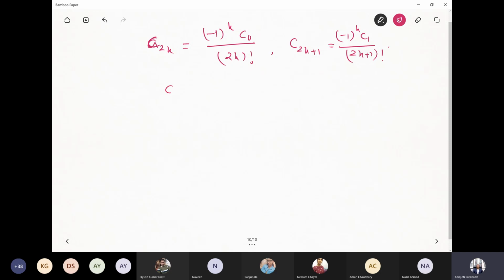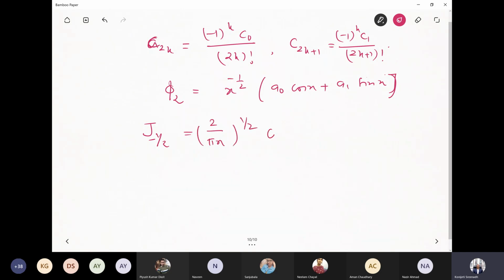So when you substitute this, you get the second solution y2 as x power minus half, that is r2, times (A0 cos x plus A1 sin x). Okay. So we already saw that the A1 sin x term is already there. So this J minus half is again a Bessel function, which comes when A1 equals 0. So that is root of 2 by pi times x power minus half into cos x, for x positive. So this is a Bessel function of the second kind.